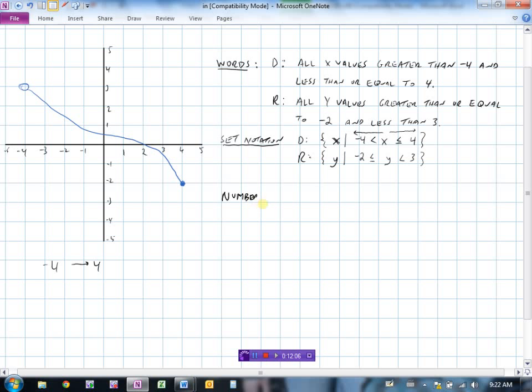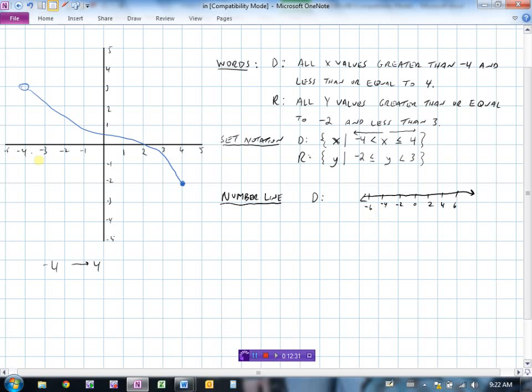And you're probably familiar with this method. So the domain, what we would do is draw a number line here. And we have to go from -4 to +4. So I'm just going to go up by 2's here on my number line. Go down by 2's.